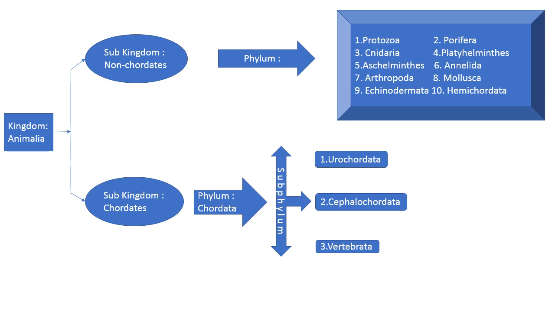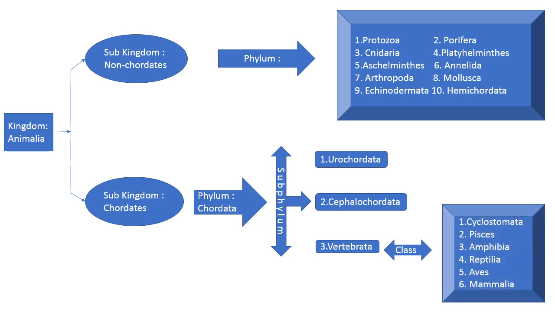Then of these three subphylums, the third subphylum, that is Vertebrata, is further classified into class, and there are six classes you are getting. Okay, subphylum Vertebrata is classified into six classes, namely Cyclostomata, Pisces, Amphibia, Reptilia, Aves, and Mammalia. So this is how the total classification of kingdom Animalia is done.